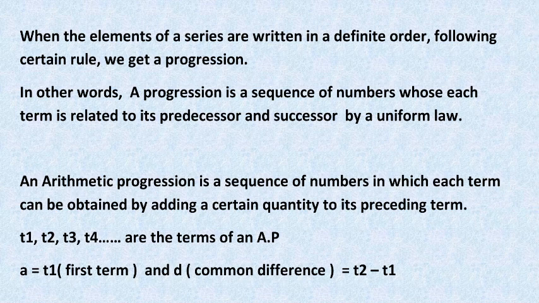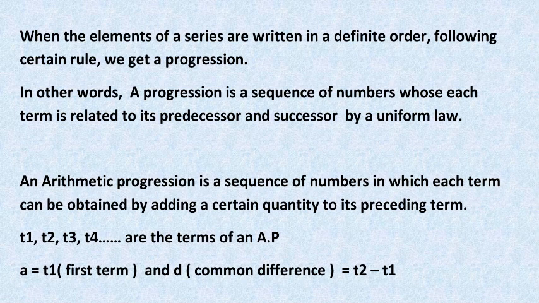So let us come to the point of arithmetic progression. An arithmetic progression is a sequence of numbers in which each term can be obtained by adding a certain quantity to its preceding term. That means if T1 is the first term, then T2 will be the second term. Always the first term is represented by the alphabet A. A is the first term of an arithmetic progression. In simplified form, from now onwards we can write arithmetic progression as AP. D is the common difference.